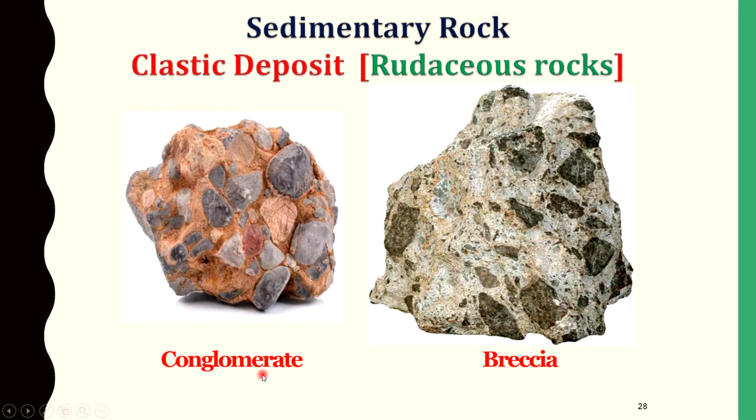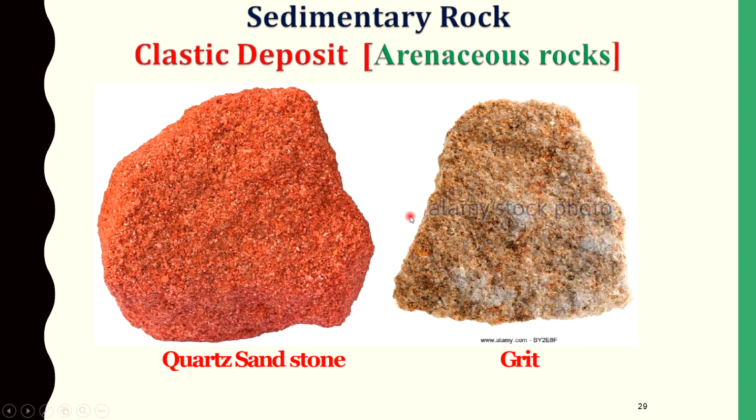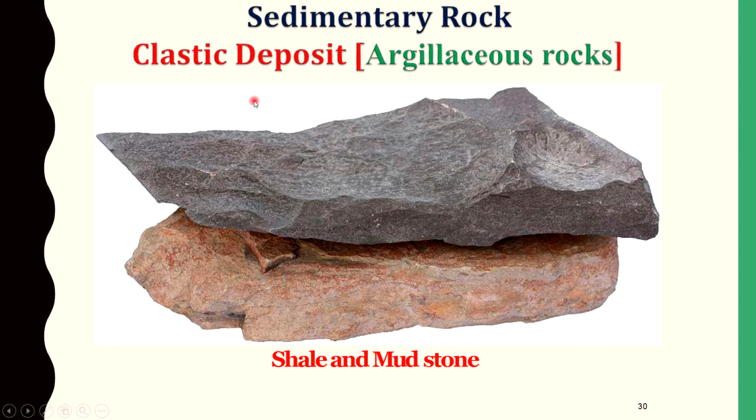Okay, so now these are the examples of rudaceous rocks: conglomerate, breccia. Now these are the examples of arenaceous rocks. These are quartz stone. You can see the particle size of these rocks is very small. Okay, and the next is grit.